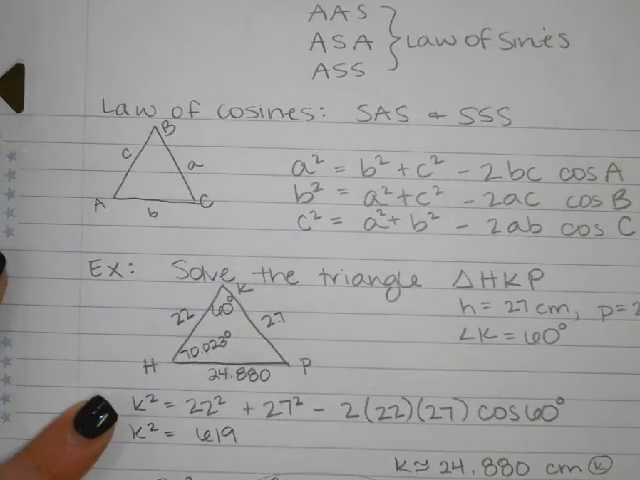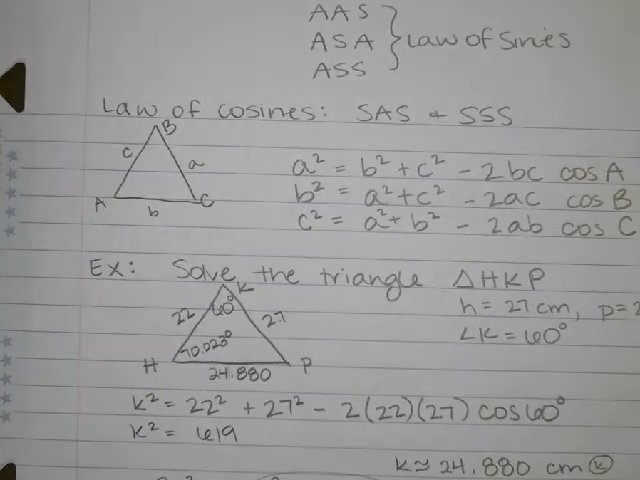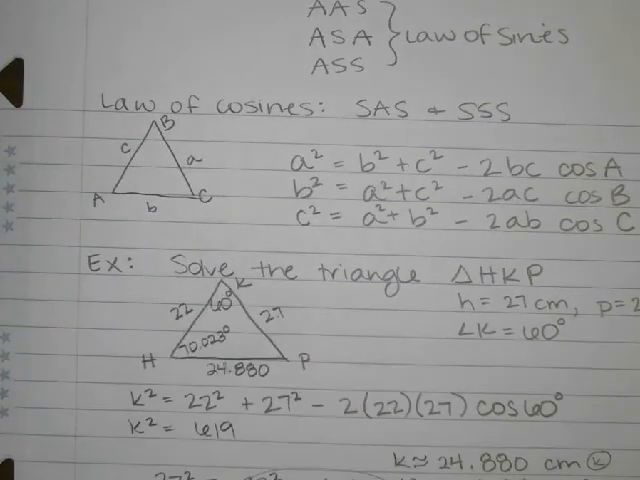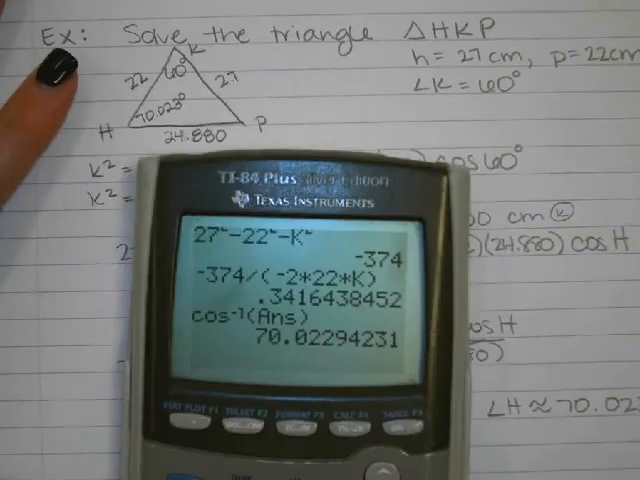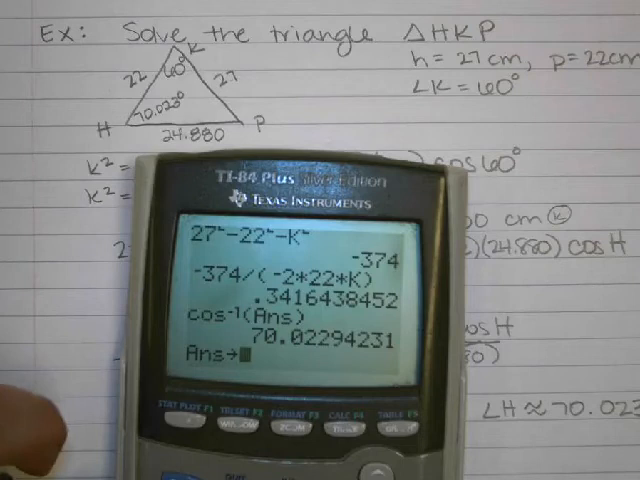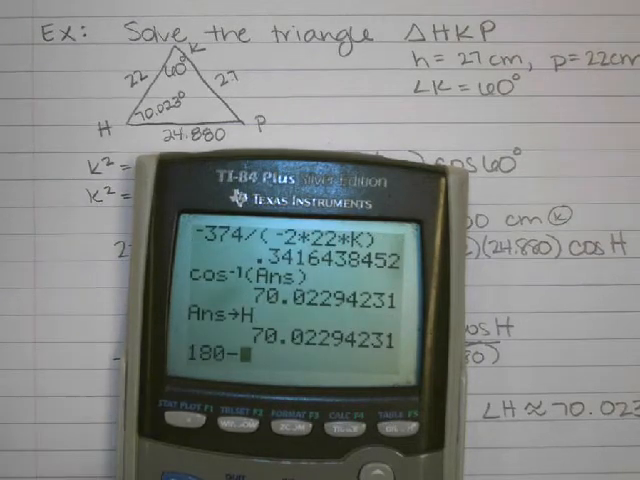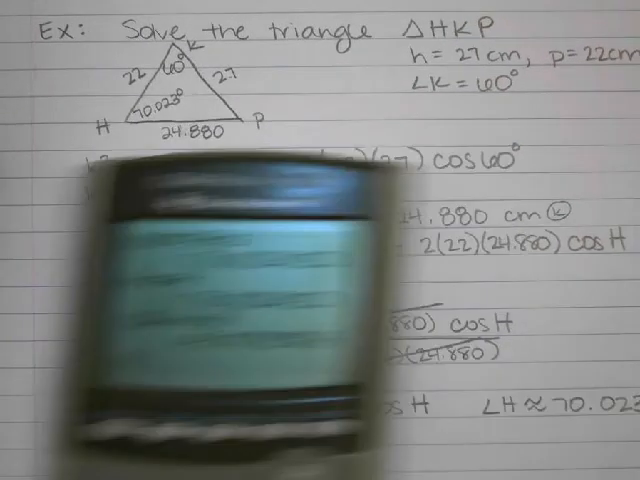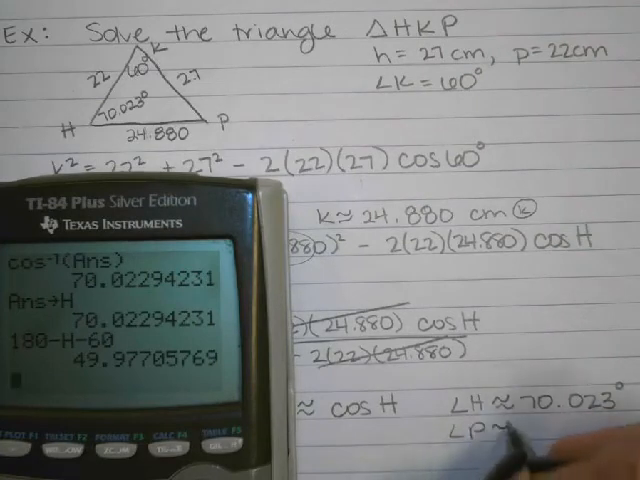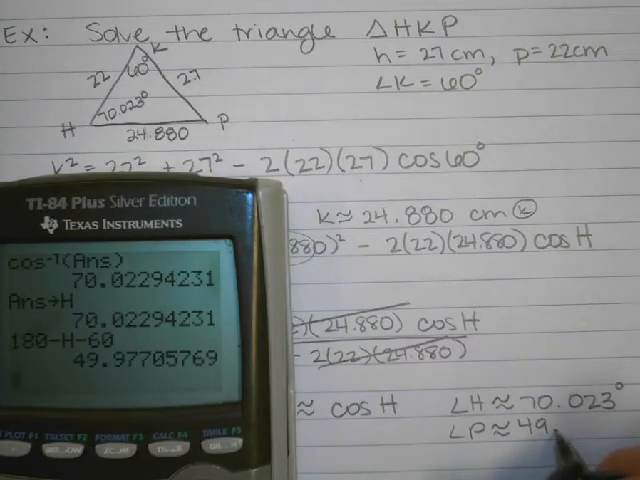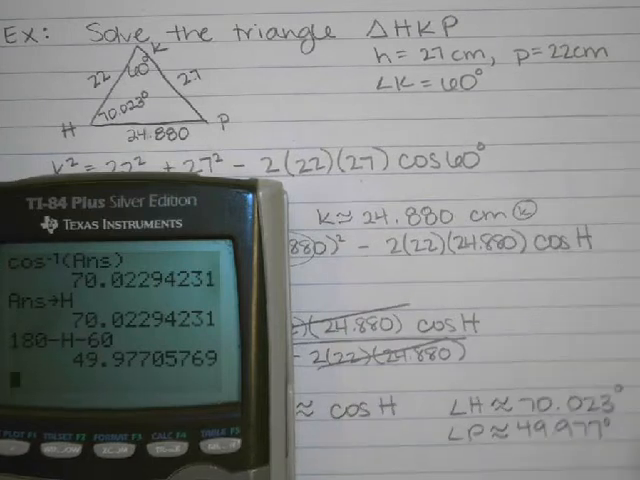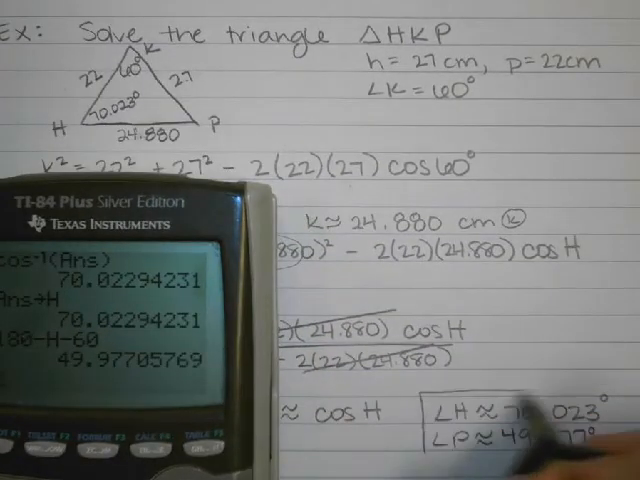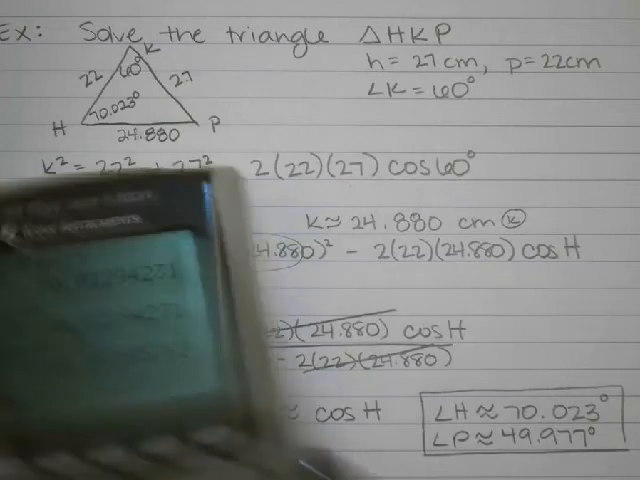So to finish solving this triangle, all I have to do now is find the other angle. So I'm just going to do 180 minus this angle minus that angle. So I'll go ahead and store this as H. So I have 180 minus H minus 60. And that means that angle P is 49.977 degrees. And now the triangle is solved.